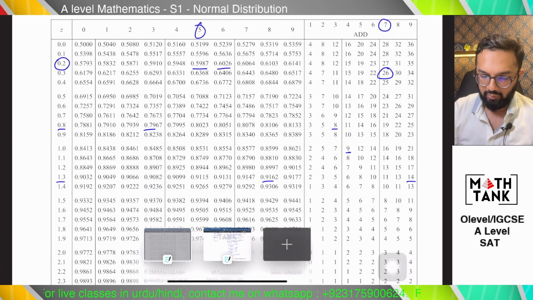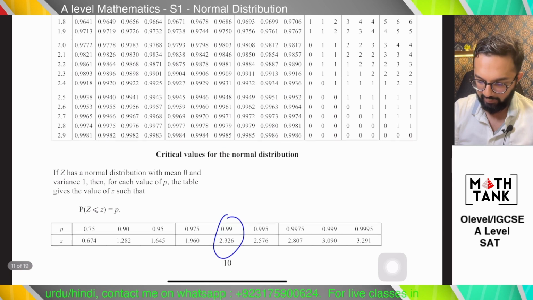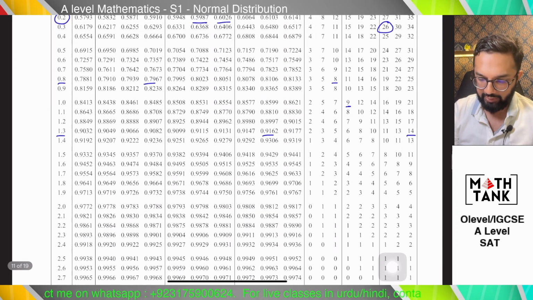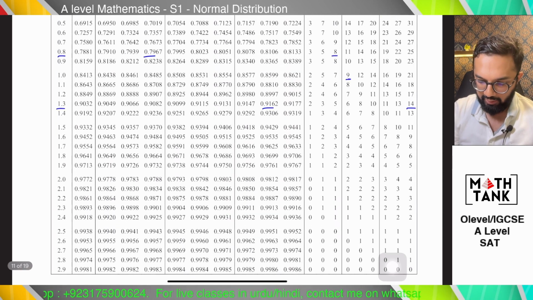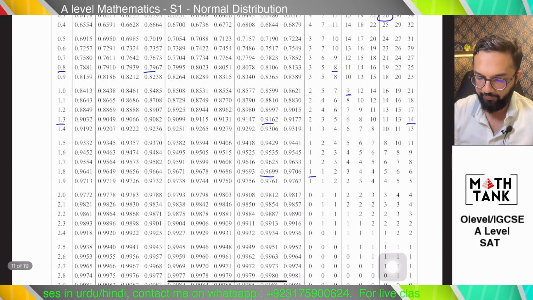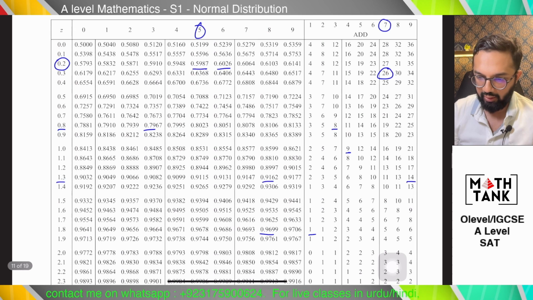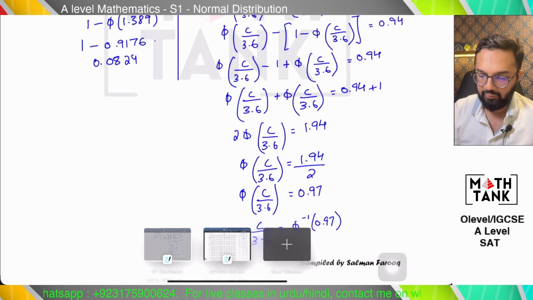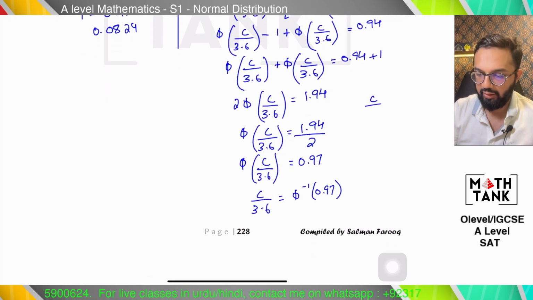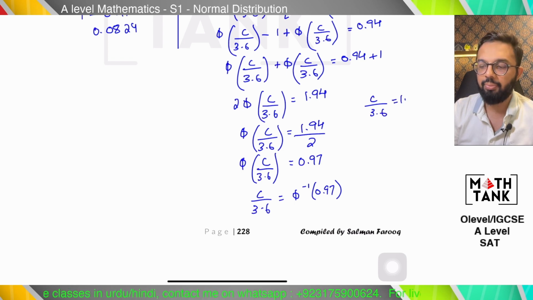0.97, from the table. I don't know if it's available down there. No, it's not available down there, so I'll have to do it manually. 0.97 comes up as 9699, plus 1. So 1.81. So c over 3.6 equals 1.81.